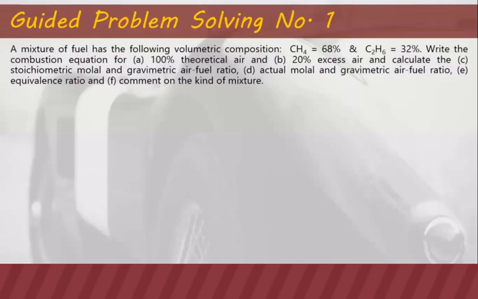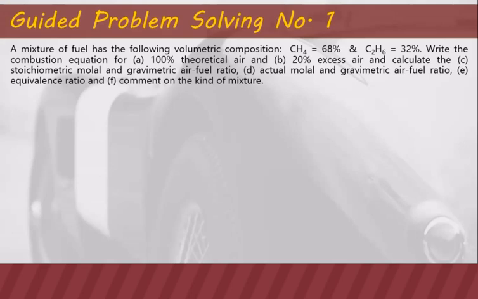Guided problem solving number 1. A mixture of fuel has the following volumetric composition: methane 68% and ethane 32%. Write the combustion equation for 100% theoretical air and 20% excess air, and calculate the stoichiometric molal and gravimetric air-fuel ratio and the actual molal and gravimetric air-fuel ratio, as well as the equivalence ratio, and comment on the kind of mixture.